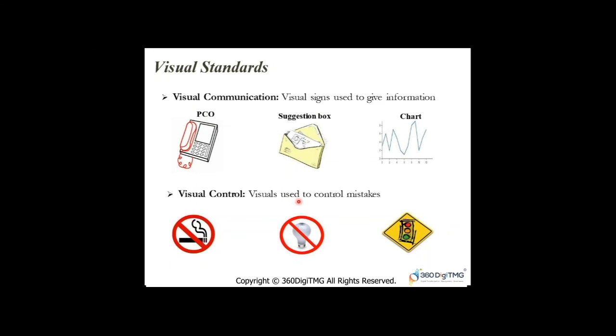The next thing is visuals, which are used to control the mistakes. Do not smoke. Do not switch on the lights. And these are the traffic lights. These are the visual controls which are used to control the mistakes that you might accidentally tend to make. Your airports do a lot of experiments around this before they open to the general public. They open it only for a few of the public, probably celebrities and things like that.